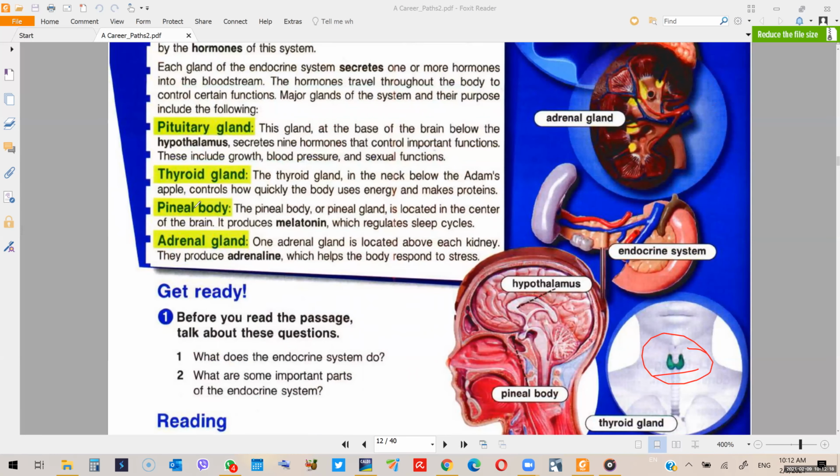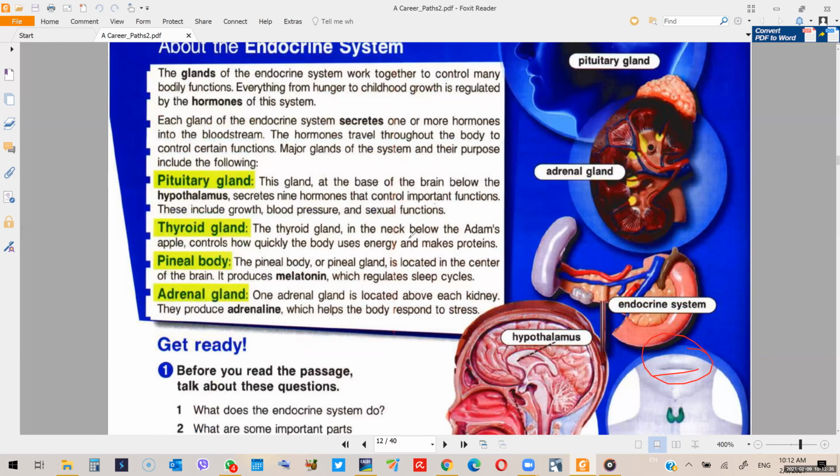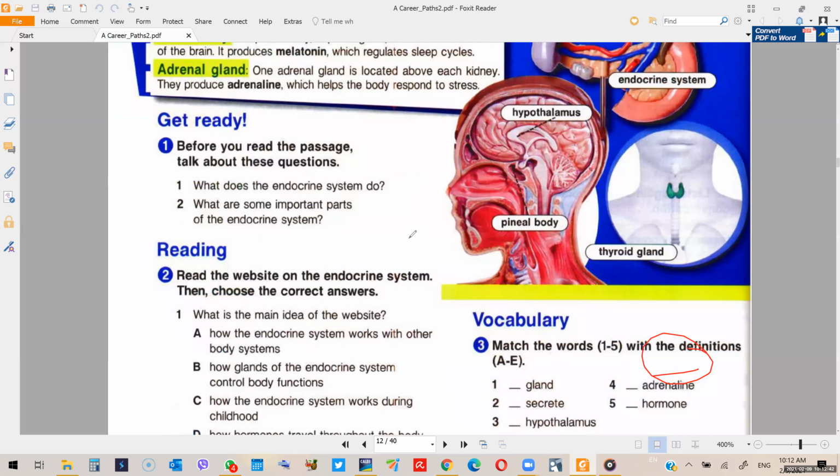And then we have the pineal body. The pineal body or pineal gland is located in the center of the brain. It produces melatonin, which regulates sleep cycles. So let's see it in the figure here. That's the pineal. This is here. That's the pineal body in this figure here.